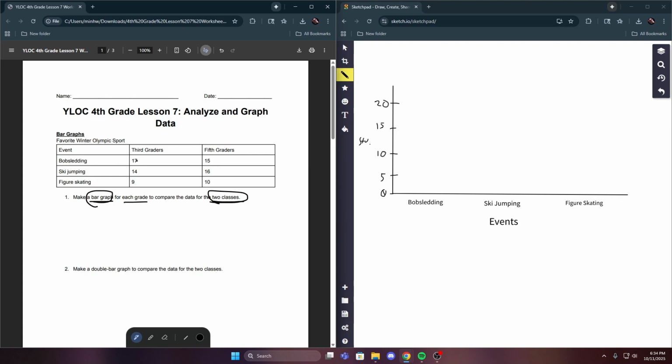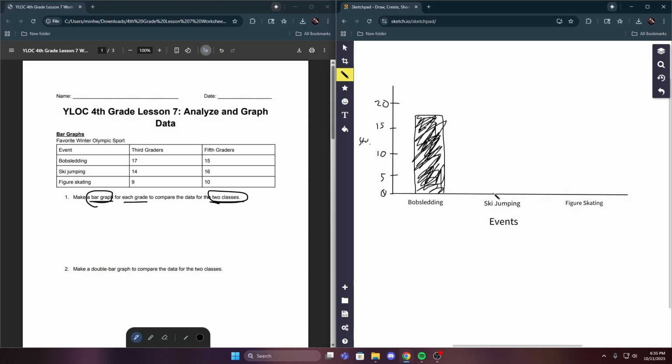For bobsledding, there's 17 third graders that are interested in bobsledding. So I'm going to draw that in up until right around where I hit 17. I'm estimating here because I made my scale in 5s. Imagine that this bar here is colored in, despite my pen being very, very thin. And so that's what it will look like for bobsledding.